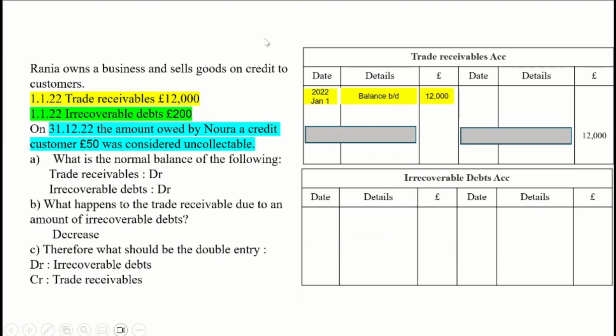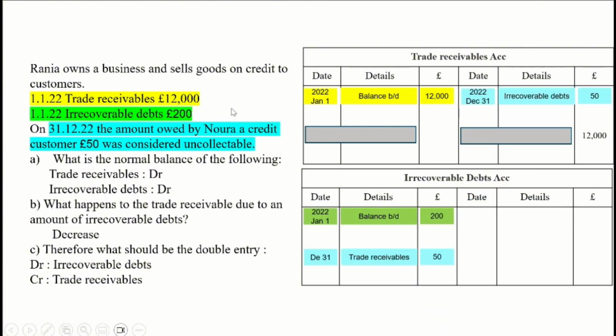Now let's see how we transfer these entries. Enter the opening balance of trade receivables, 2022 Jan 1st balance brought down 12,000. Debit the balance of irrecoverable debts on the debit side, 2022 Jan 1st balance brought down 200. Now let's post the double entry: debit irrecoverable debt account for the year end adjustment for irrecoverable debt, December 31st, opposite account's name trade receivable and 50. And in the trade receivable account, you credit December 31st irrecoverable debt 50.